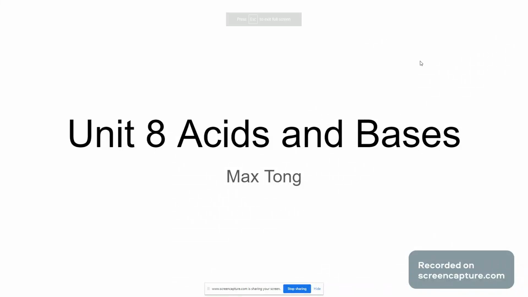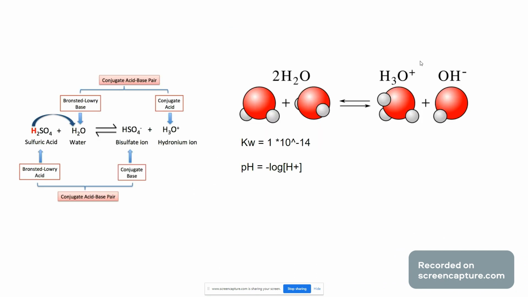So I did Unit 8, Acids and Bases. First of all, you need to know what an acid and a base is. The Arrhenius definition is: an acid is a substance that will increase the amount of hydrogen ions in the solution, and a base is something that will increase the concentration of OH ions in the solution. And the Bronsted-Lowry definition is: an acid is a proton donor and the base is a proton acceptor.